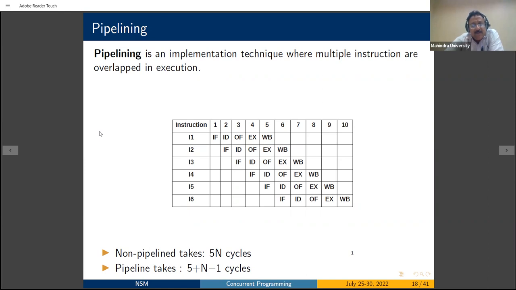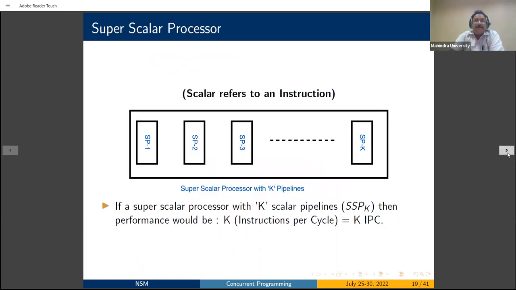When we use the concept of pipelining, we can achieve some speed up. Consider a very simple example. Suppose the depth of the pipeline is 5. If you want to execute n instructions, without considering any dependencies, they can be executed in 5 plus n minus 1 cycles. Without pipelining, it takes 5n clock cycles. So we can observe a speed up close to 5x. That is the concept of pipelining.